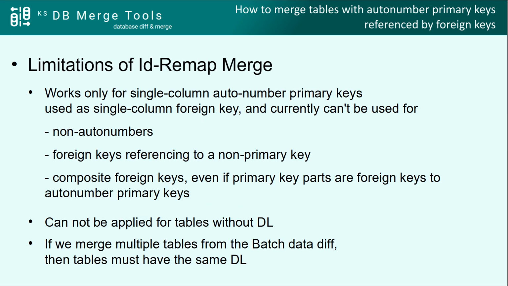Now, let's talk about limitations of Id-Remap merge. At first, it works only for single-column Autonumber primary keys used as single-column foreign keys. If we use Autonumber primary keys, then it is the most popular database design model. But in some cases, such a database may have some exclusions from that rule. Some tables may have hard-coded IDs which are not autonumbers. It should not be a big issue, because if it was hard-coded somehow in the source, then probably we can decide how to hard-code it in the target.